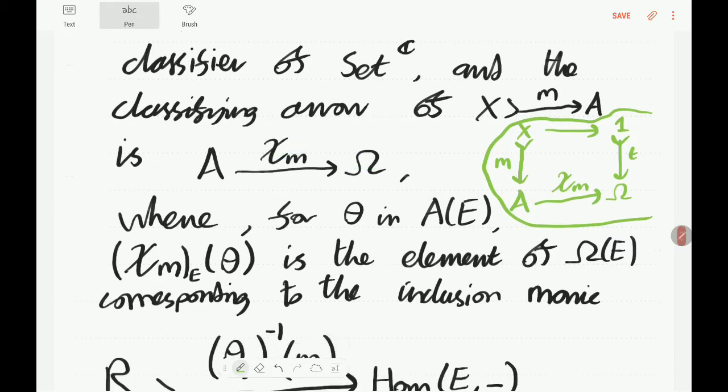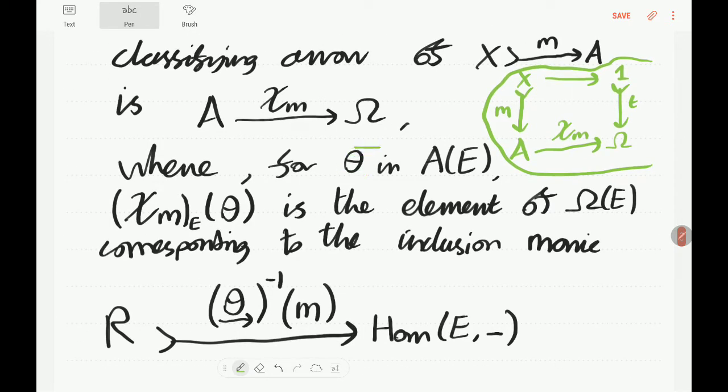And how is this defined? Well, for an object E of our category C, suppose we have theta in A of E, so we suppose we have an E-type element theta of A, well then we define chi M of E of theta to be the element of omega of E, which is going to correspond to the inclusion monic, which is the pullback of M along theta under arrow.